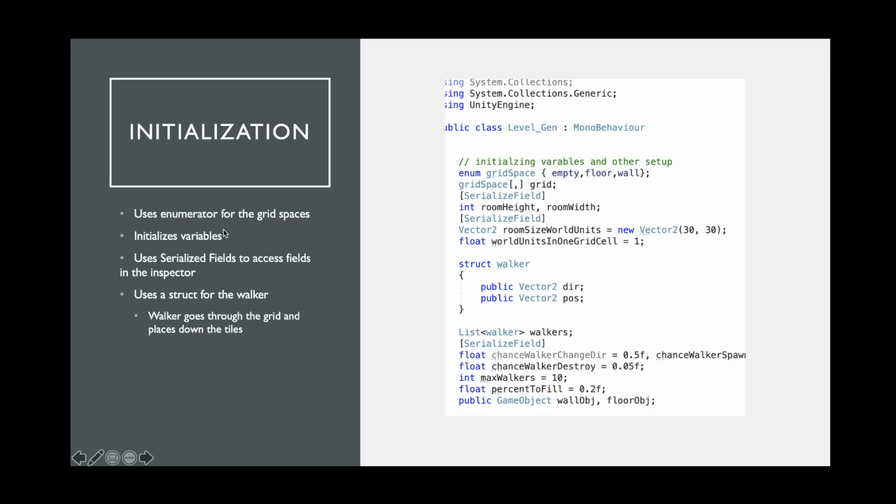For initialization, I used an enumerator for the grid spaces. This picture kind of cut out a bit, but you can see everything you need to. It's just a public class for the level gen, and I use serialized fields so I could see them in the inspector, so if I wanted to change them later on, I could. And I use a struct for the walker. I'm actually not completely sure why the tutorial wanted me to use a struct, but I didn't want to stray from it too far on the research portion.